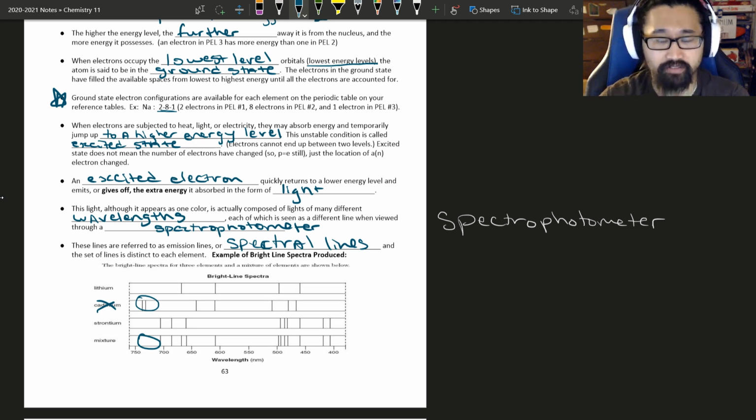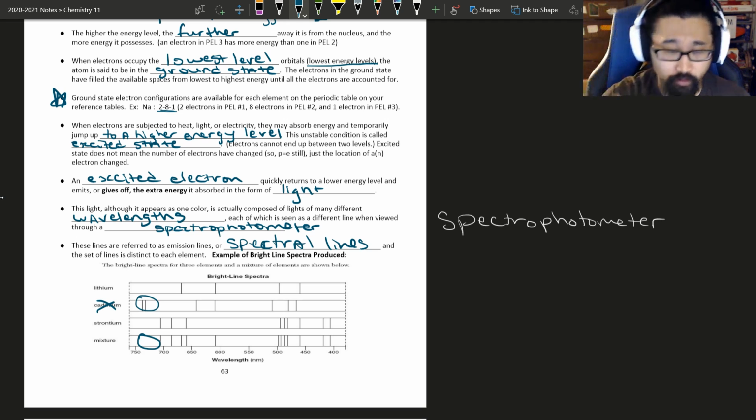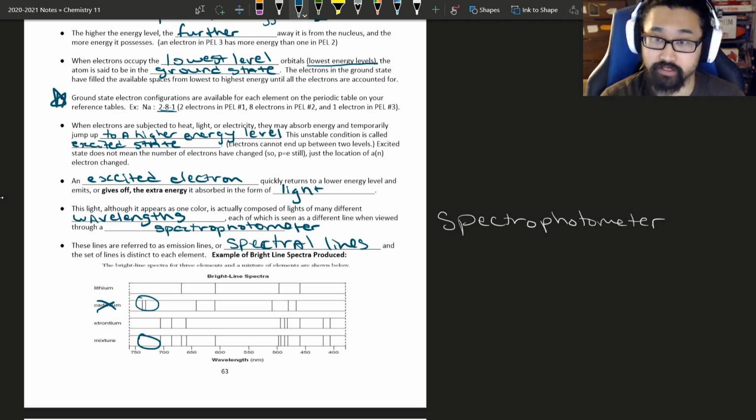If you are given a diagram like that one down there, then what you need to do is read the question first. The question will probably ask which of the following elements is not in the mixture, or the mixture is composed of which of the following elements. So just make sure to read and appropriately identify.